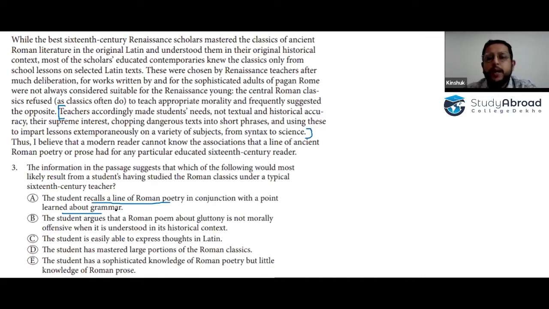So at the first go, you might feel this could not be the answer. But if we go back and look at it, what were they doing? They were chopping the dangerous text down, right? And they were teaching them the syntax. From syntax to science, they were teaching them everything. So the literature was getting cut down and they were teaching from syntax to science, everything through that, right? Syntax, if we talk about syntax, it's a grammatical thing. And since then the student recalls that part.